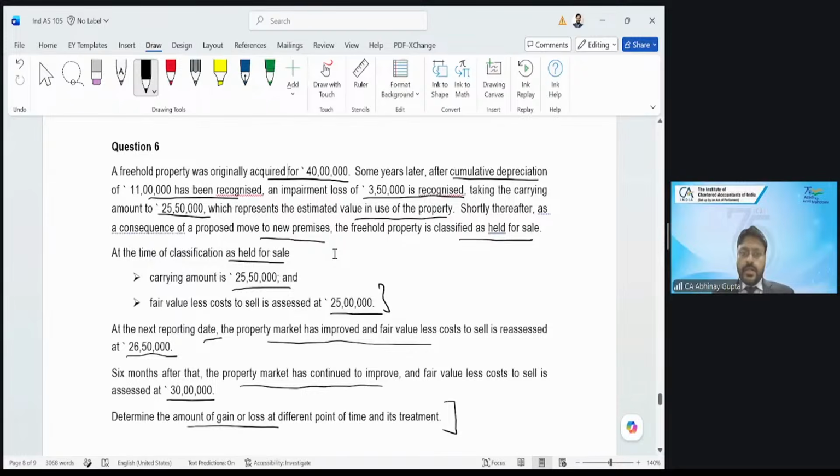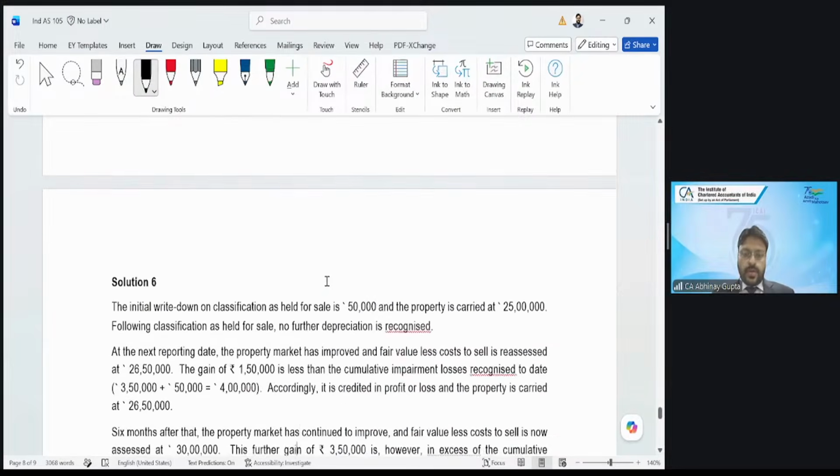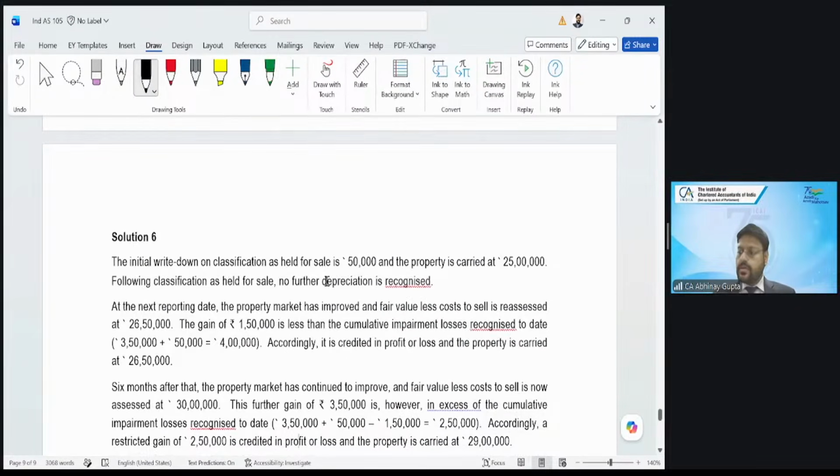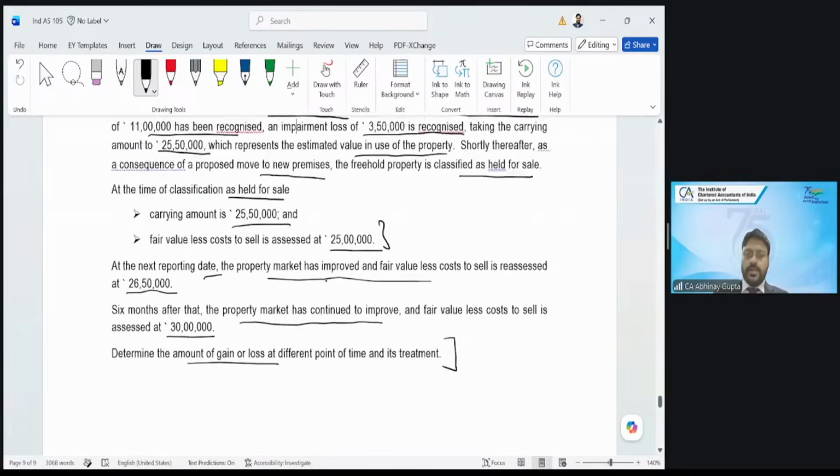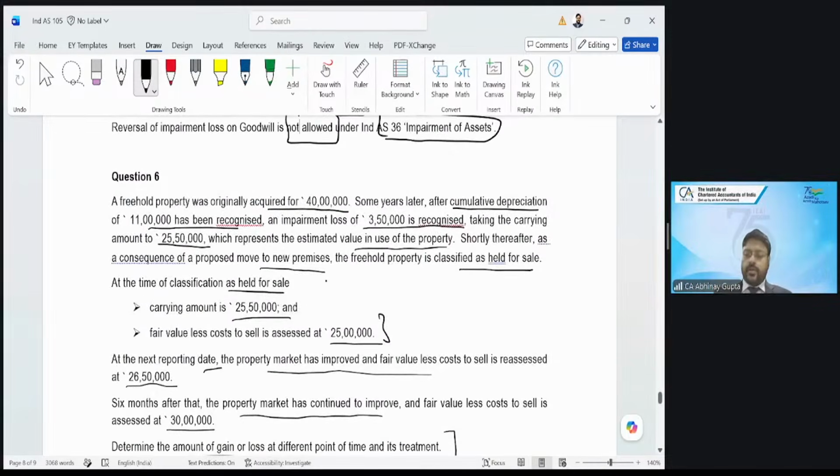Okay, so we can start to discuss the solution now. I hope you must have tried this on your own and you will be able to see if you have come up with the right answer or not. So the initial loss on the classification as held for sale is 50,000 and the property is carried at 25 lakhs, right? So in the question, it is clearly mentioned that 25 lakh 50,000 was the carrying amount, right?